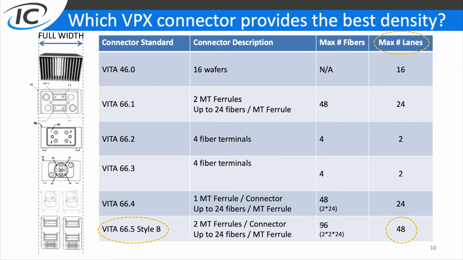What we can see here, for example, is that a VITA 46.0 connector integrates 16 lanes. By contrast, a 66.5 style B connector at the bottom integrates 48 lanes. So arguably, 66.5 has one of the best densities on the VPX backplane.